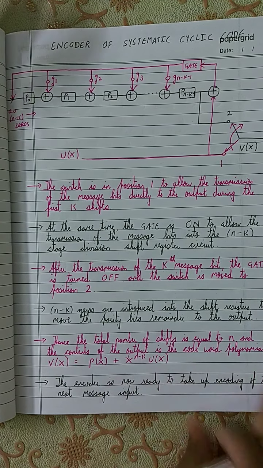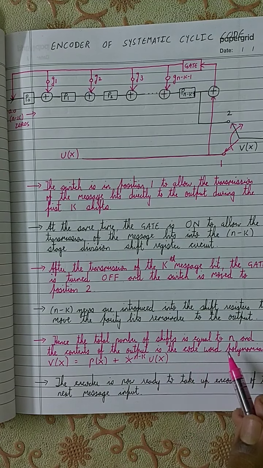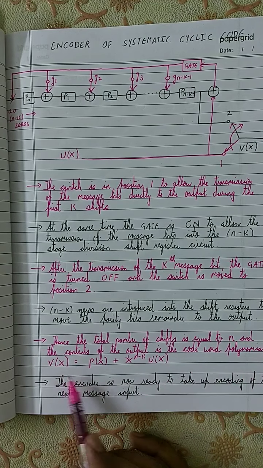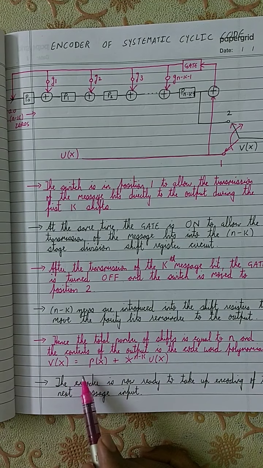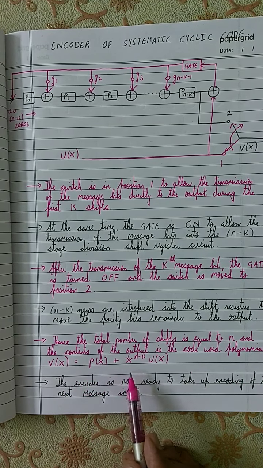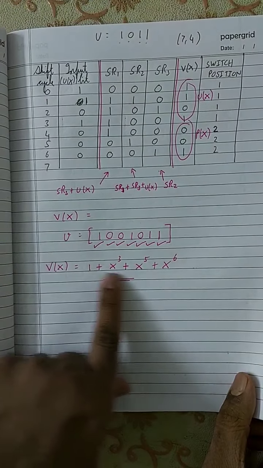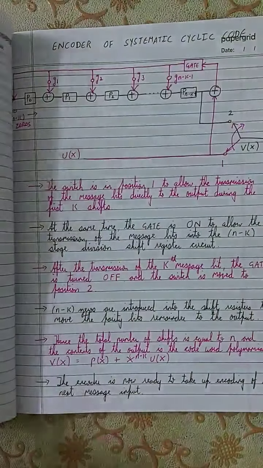That's the only working. Hence, the total number of shifts is equal to n, and the contents of the output is the code word polynomial. That is this polynomial that you have written here, v(x) is equal to p(x) plus x raised to n-k times u(x). That is this polynomial right here. Okay, this polynomial you will get.